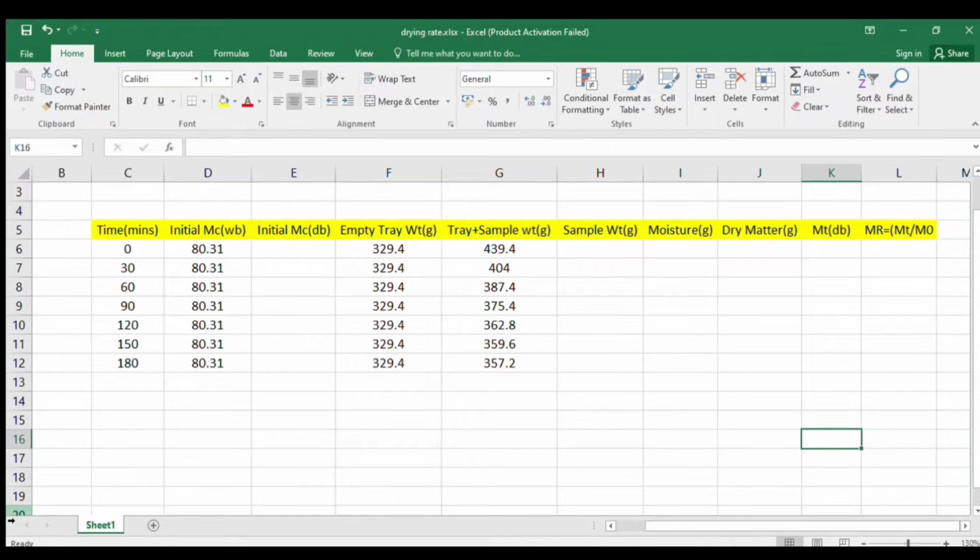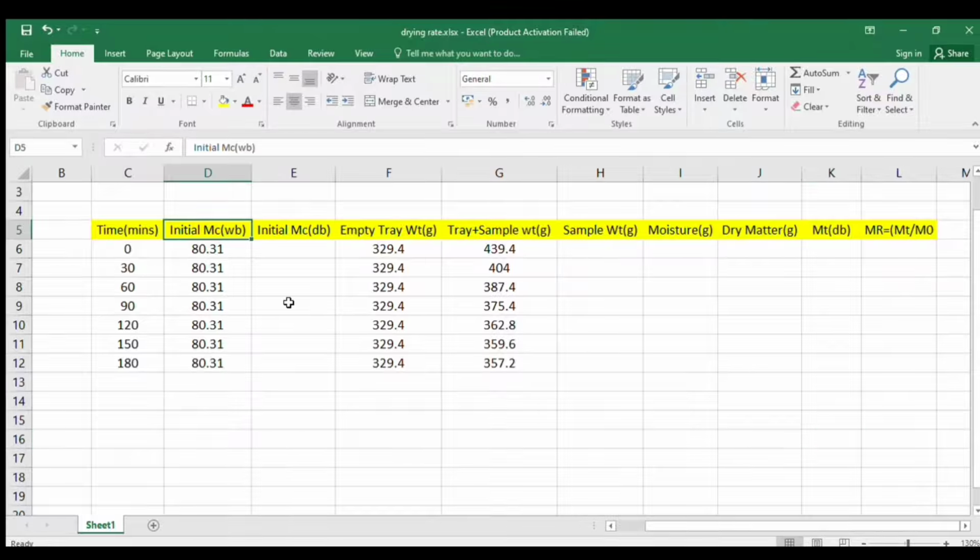Welcome to this tutorial. In this tutorial we will calculate moisture ratio and we'll also calculate drying rate constant. Here you can see an Excel sheet which I have already prepared for this calculation. In the first column here is time, which is in minutes. We have continued this experiment for 180 minutes with 30 minutes interval.